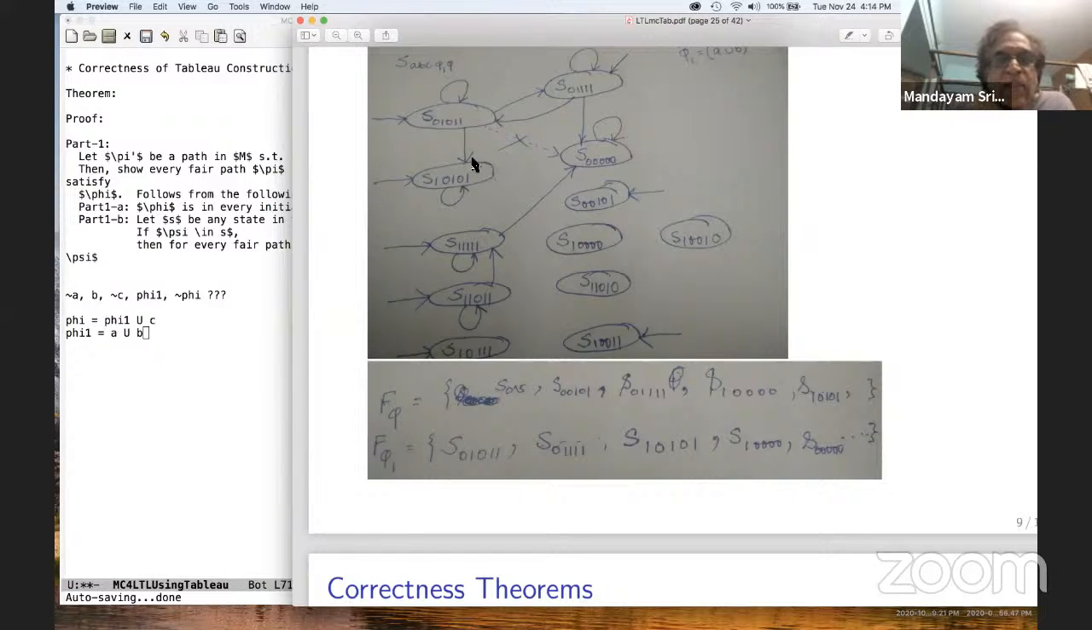So let me ask a question. This is something that you need to understand. If you don't understand, either you will have to ask a question or you will have to think. Why is this transition, the dotted transition from 0, 1, 0, 1, 1 to all zeros, crossed out? Can anyone answer?